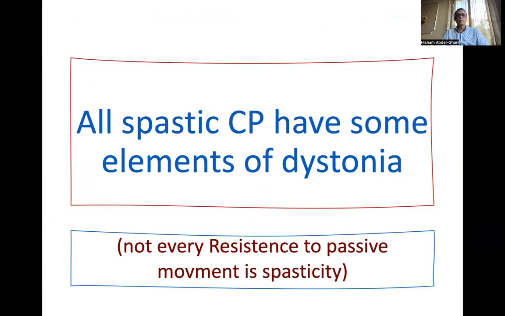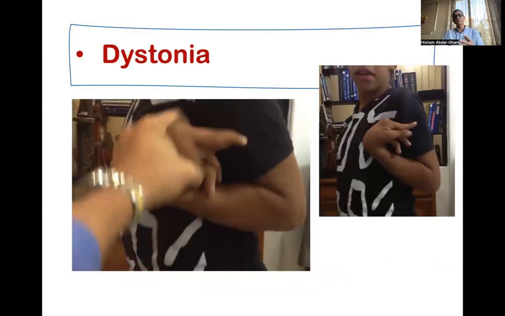We have to remember that all spastic patients, all what we see as spasticity, have some elements of dystonia with variable degree. So we have to know that not every resistance to stretch is isolated spasticity. Sometimes we have resistance to stretch, but there is an element of spasticity, dystonia, and other causes of hypertonia. This is an example of dystonia.